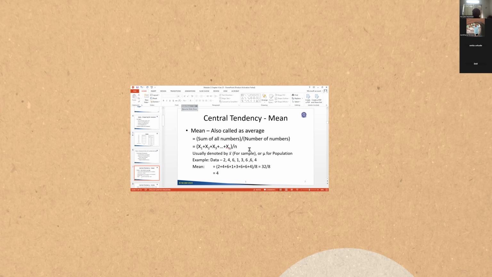Isn't it? So the interpretation is that in a country, if the number of older people is more, then you will have the average age higher. Okay? So this is one interpretation that helps us in understanding that particular population.